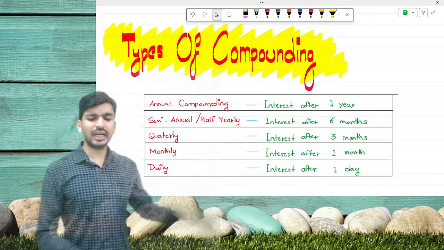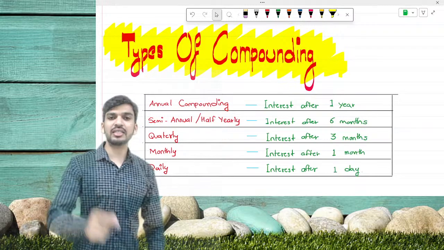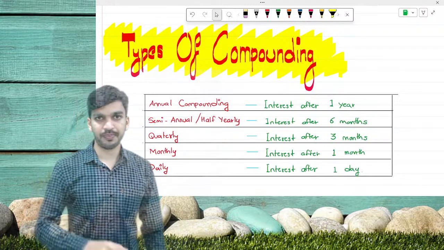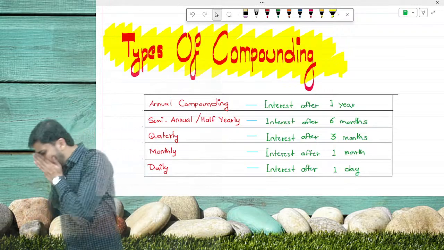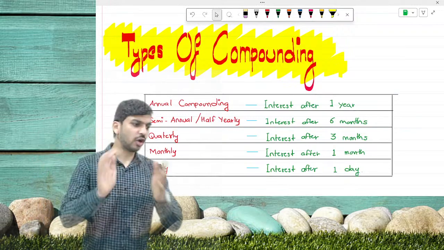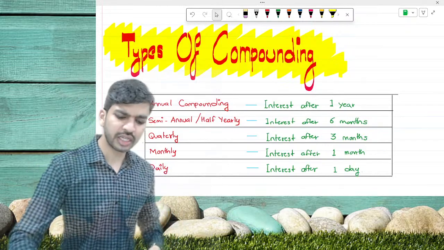Okay, all of you? And daily compounding, as it says, means interest is given to you every day. Yes, so all of you understood this part very easily. Yes, hello Devika. Let's continue.